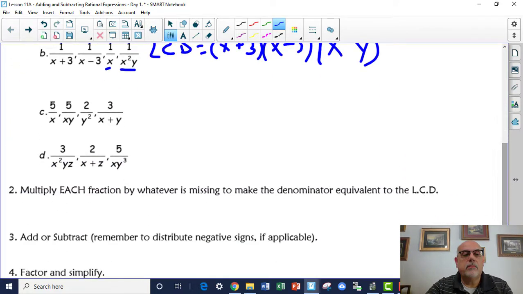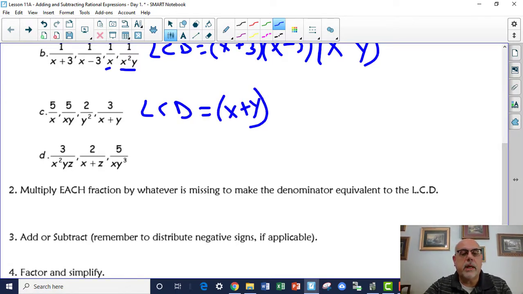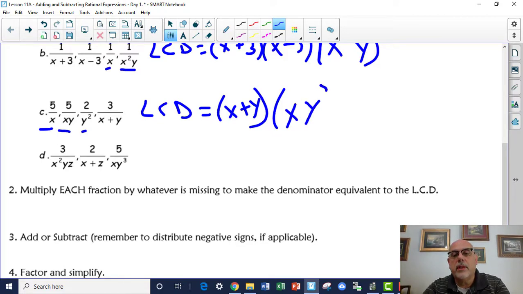On part C, you know you have to have an x plus y in there because you can't do anything with that binomial. Okay. And then now if you look at this, you have an x, an xy, and a y squared. Well, you need to have an x in your common denominator, and you need a y squared in there.